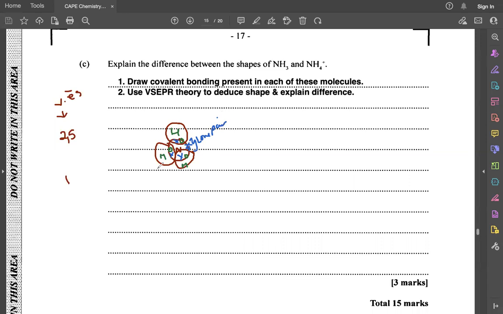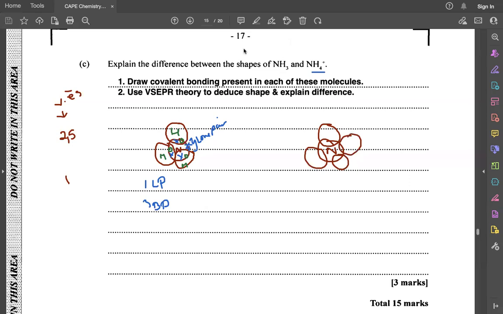So in the end, at the end of the day, for this ammonia compound, we have one lone pair and three bonded pairs, right? So let's do the same. Let's draw the structure for the ammonium ion. For the ammonium ion, we have 4 hydrogens and 1 nitrogen. So let's draw a central nitrogen and then let's draw 4 H's. So that's 1, 2, 3, 4, right?